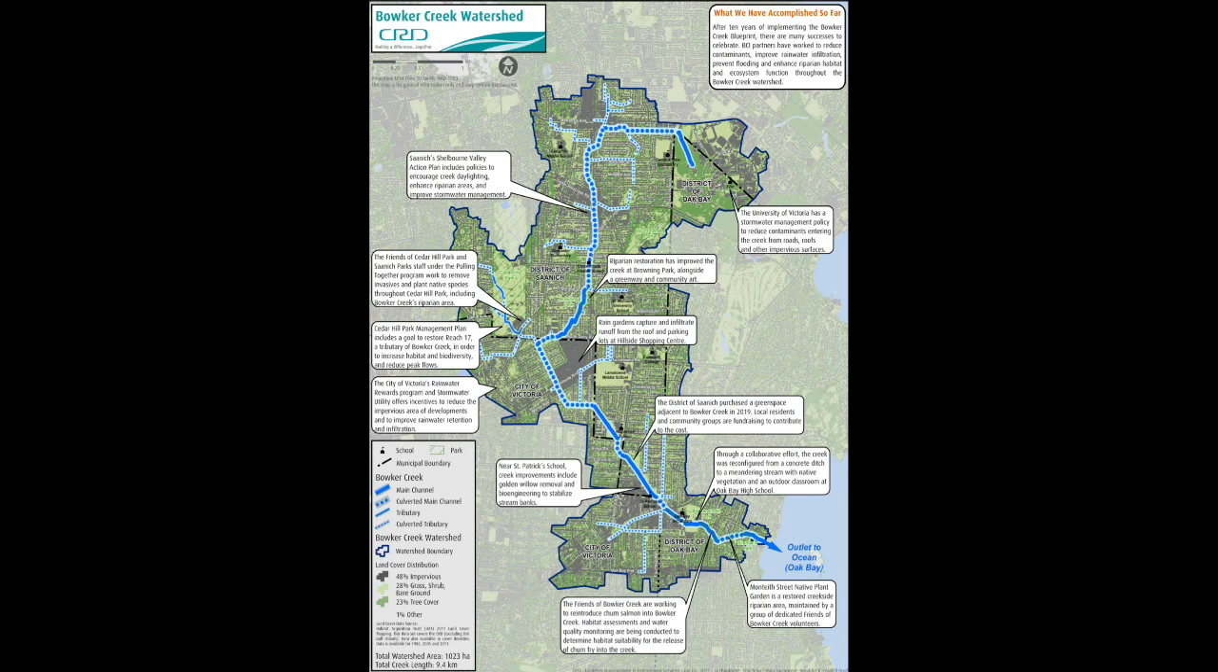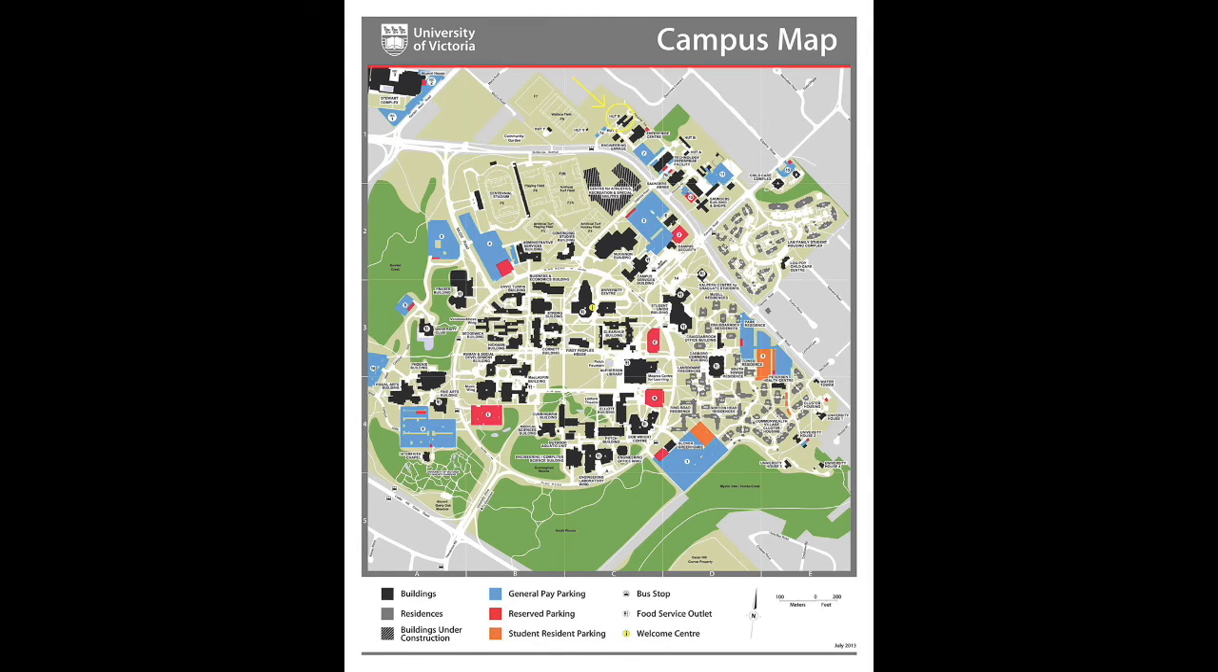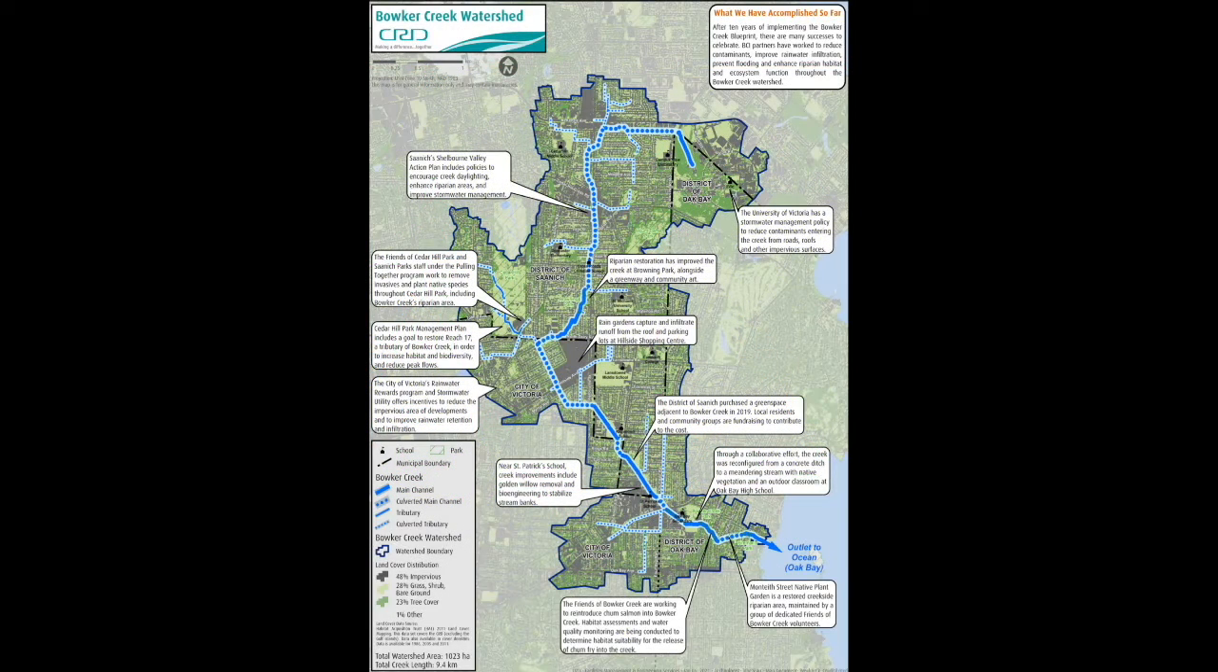The headwaters of Bowker Creek is located on the northwest side of the University of Victoria's campus, just outside of Ring Road. The area encompasses 14 acres, which can be seen here on the map. The main channel of Bowker Creek flows southeast from the headwaters area through the Shelbourne Valley, past Fort Street, and enters the sea in Oak Bay.